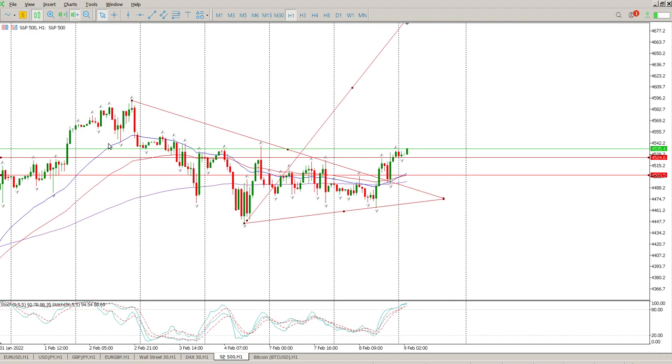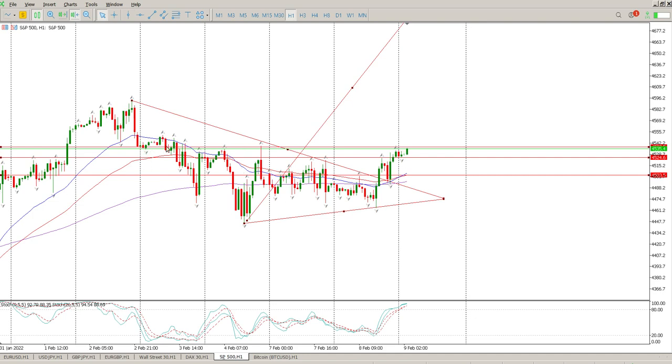That will give me the pullback, and then also give me the ability to start looking for the structure break to the upside. If that doesn't happen, then obviously I want to see continuation and then pull back onto the next level that we should be looking at, which is kind of right here where we are.